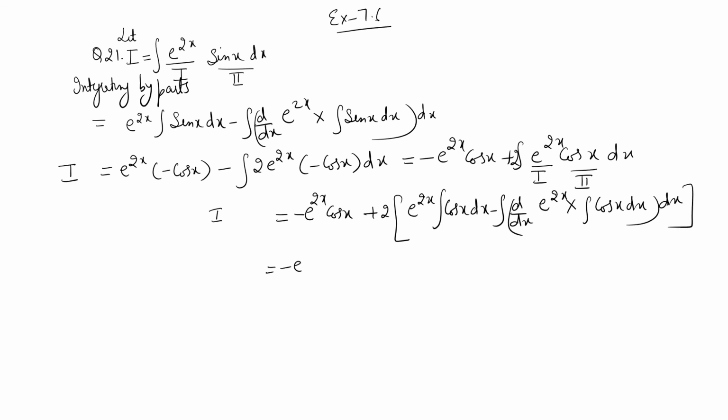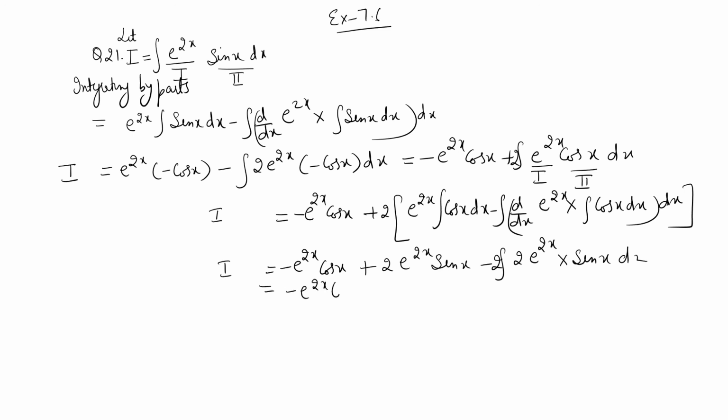So minus e2x cos x plus 2 times e2x into integral of cos x, which is sin x, minus, this 2 will be coming from here. So 2 is coming from here, and d/dx of this is 2e2x into integral of cos x, which is sin x, dx. So this I is equal to minus e2x cos x plus 2e2x sin x minus 4 times integral of e2x sin x dx.